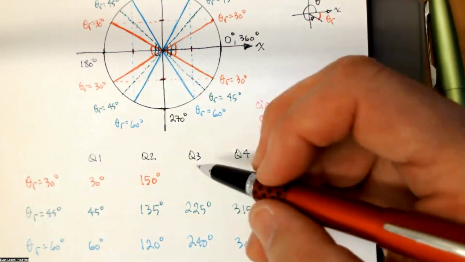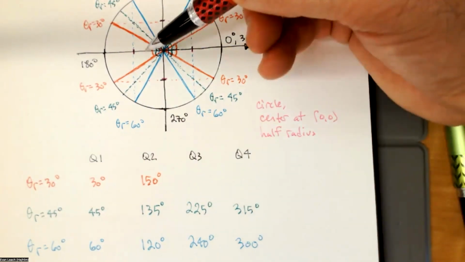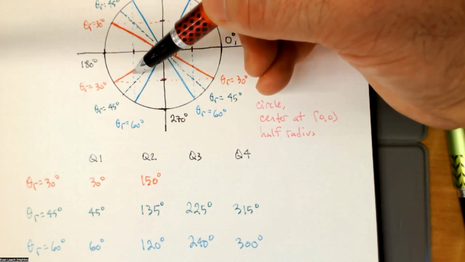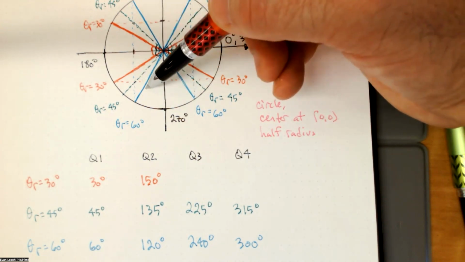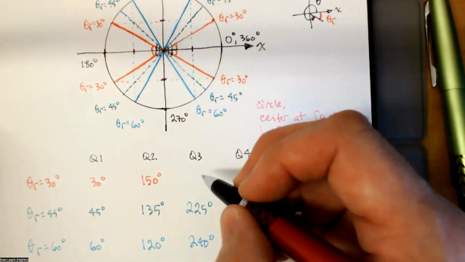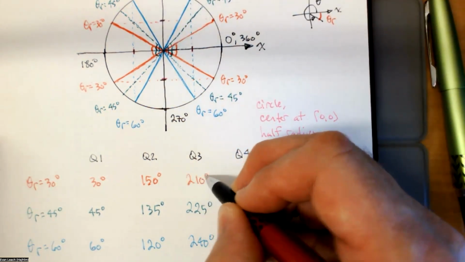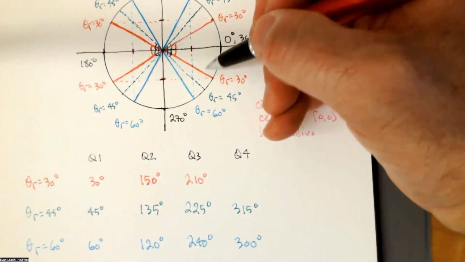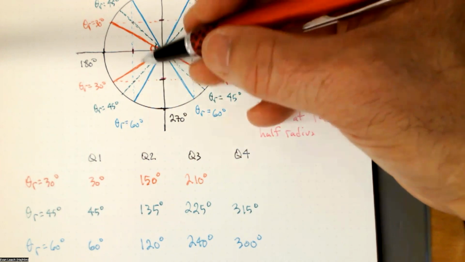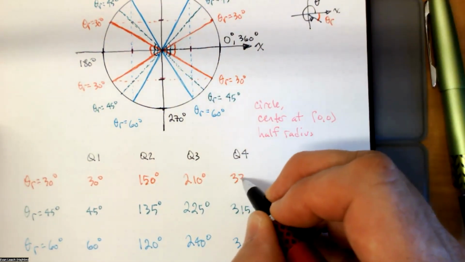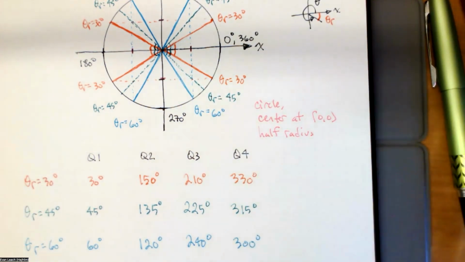Finally, what is 30 degrees in quadrant 3? Here's 180. 30 more degrees. 240 is going to take us all the way down to the 60-degree reference angle. 210. So 180 plus 30 is 210. And finally, in quadrant 4, there's 30 degrees to get to 360. So where are we at? 330.